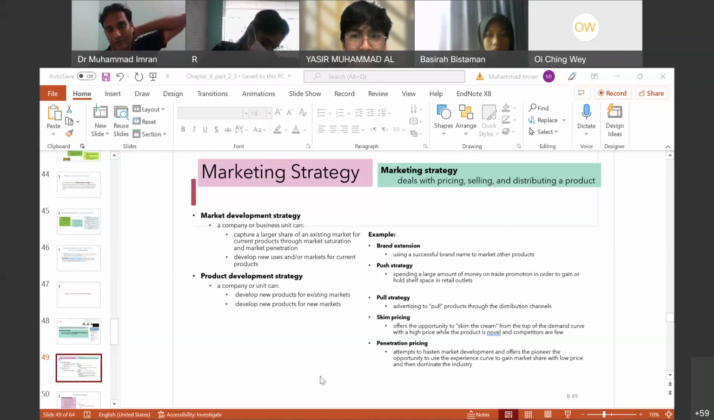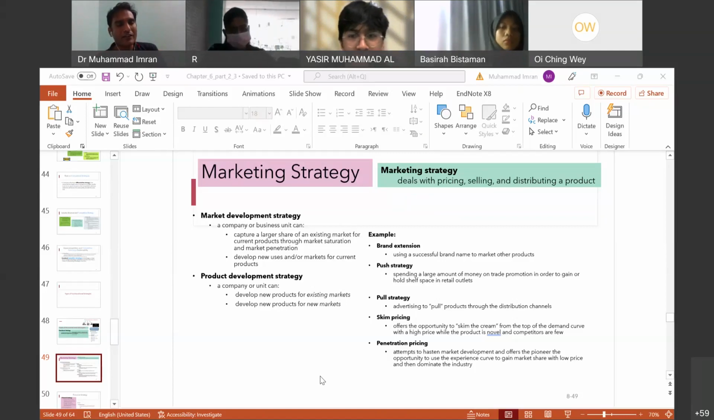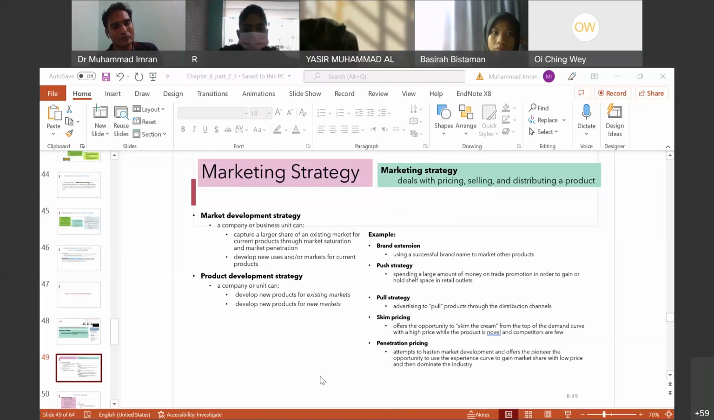If they want to cover the maximum part of the market, how will they do it? They can offer their product at a low price with good quality. Understand? Then they can penetrate, or cover the maximum part of the market. Understand? Got it?